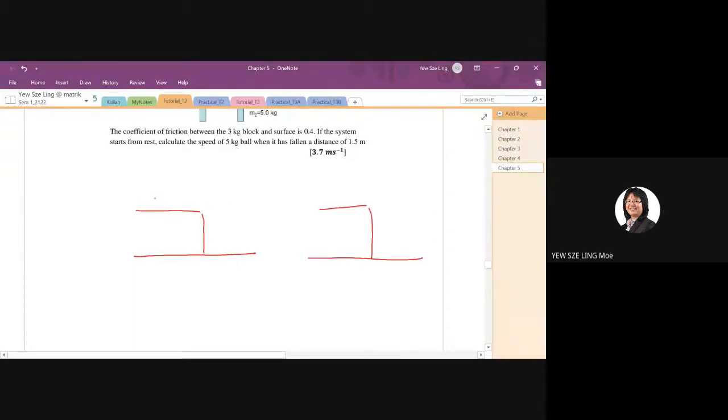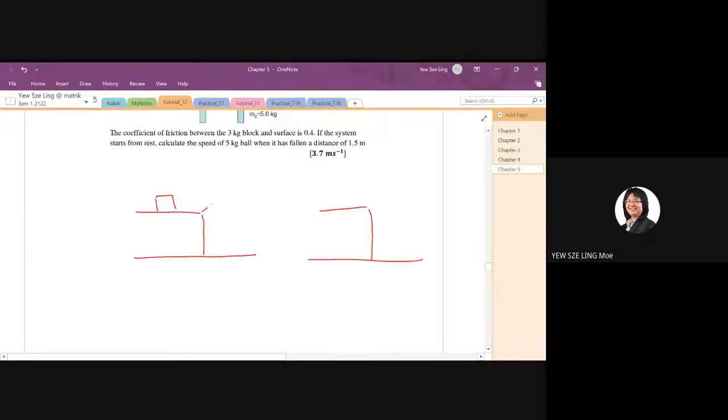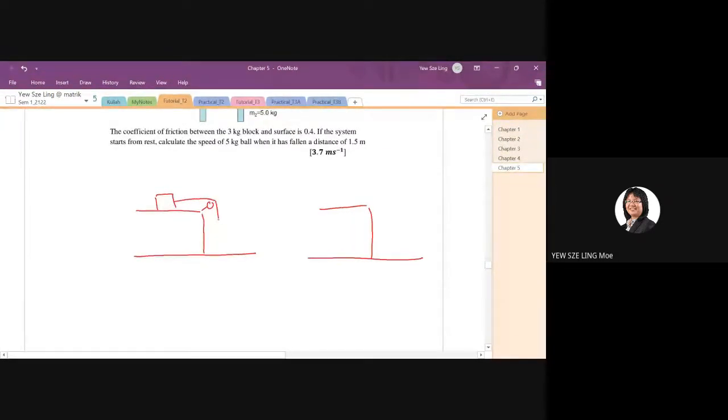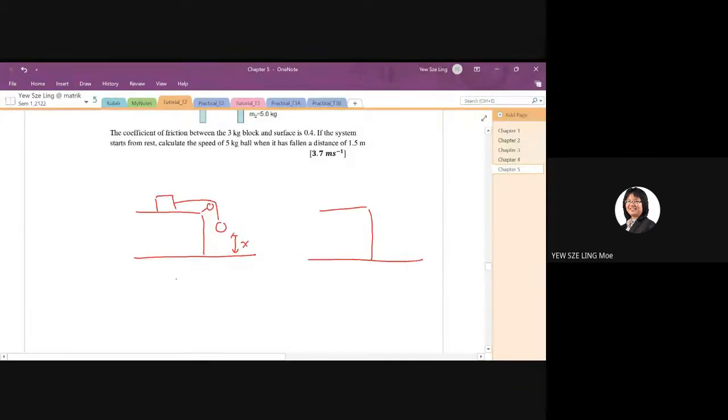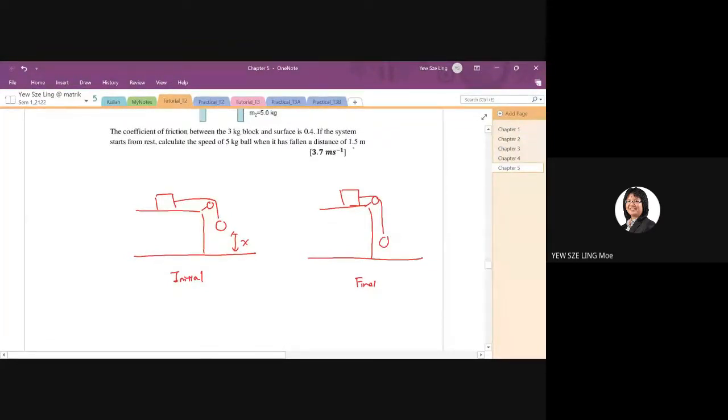Okay, so initially I have an object here, and this is my ball. The initial height of the object I'm going to take as x, because I don't know the original position. This is the initial, and this is the final. Now what happened after it drops 1.5 meter? According to the question, the ball drops by 1.5 meter.